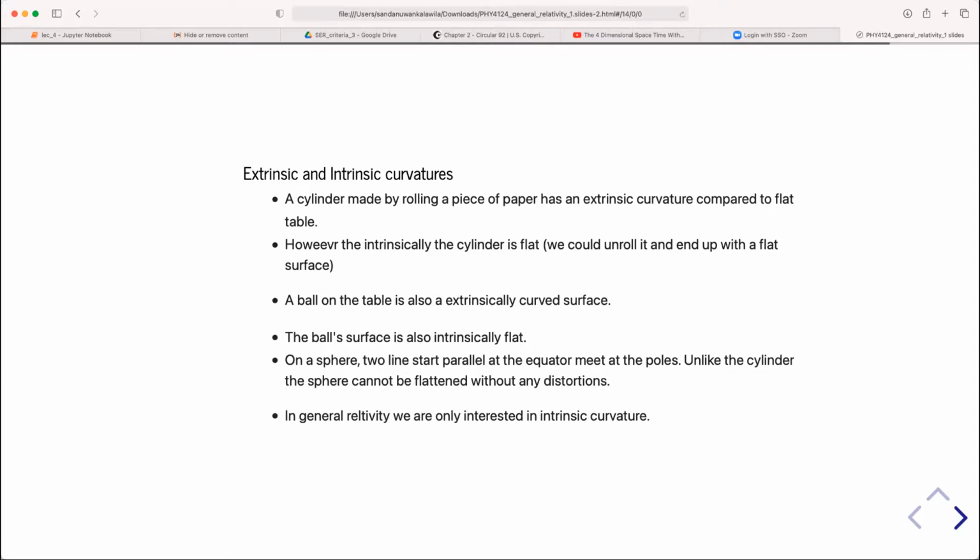And if you look at a ball on a table, if you think about a ball that is kept on a table, that is also an extrinsically curved space, right? Externally, it looks like a curve. And the ball's surface is also intrinsically flat, right?